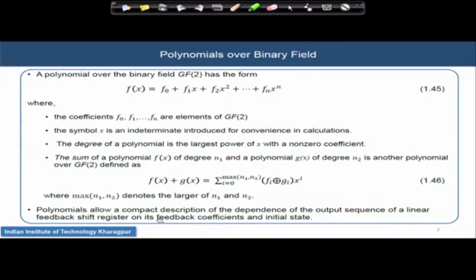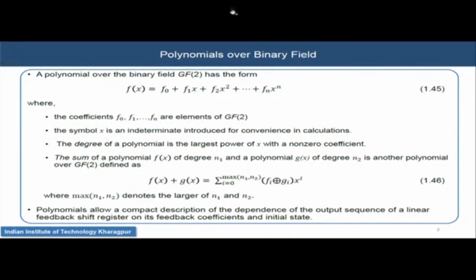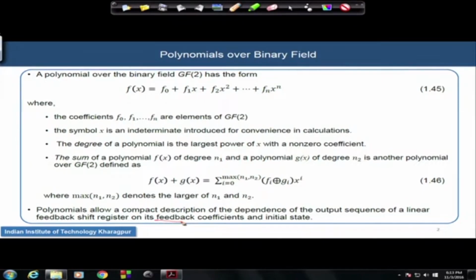Polynomials allow a very compact description of the generated code sequence of a linear feedback shift register with its feedback coefficients and the initial states that we set for the m stage memories. Hope you remember that long back we were discussing the linear feedback shift registers, which are a very fundamental block for generating the pseudo random sequences, the PN sequences.